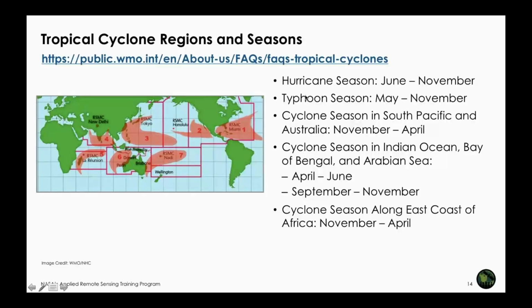Hurricane season here in the US is from June to November, and typhoon season is May to November. Cyclones in the South Pacific and Australia are November to April. In the Indian Ocean, here in region 4, there are 2 seasons related to monsoon winds moving in and out, so April to June and September to November. And then again, cyclone season along the east coast of Africa, this region, is November to April. So there are slight variations depending on the seasonality in that area, but these are the areas where tropical storms are found.